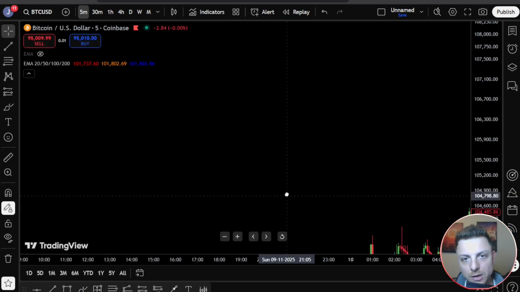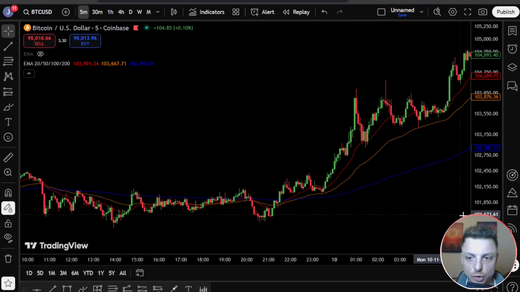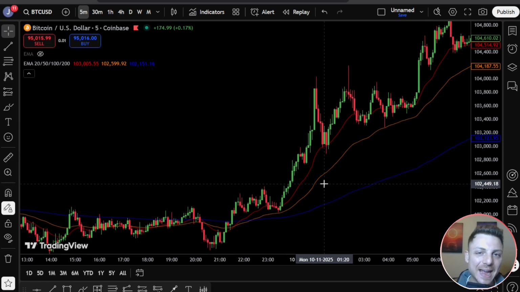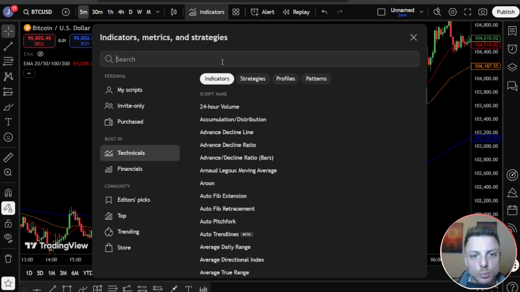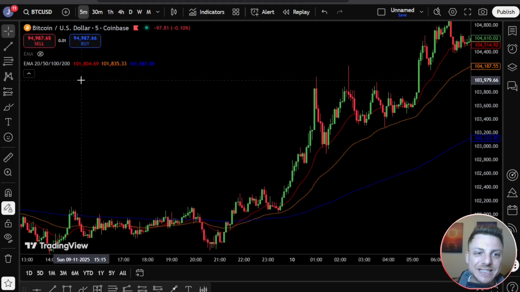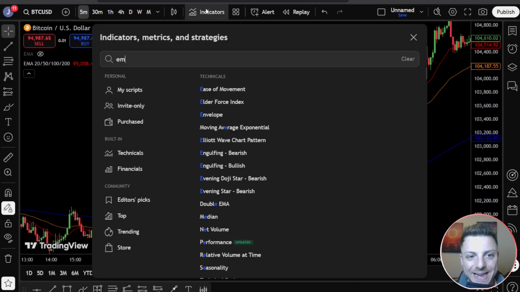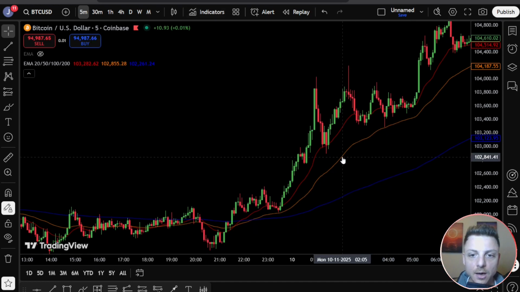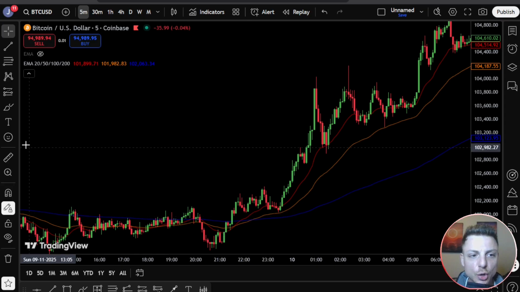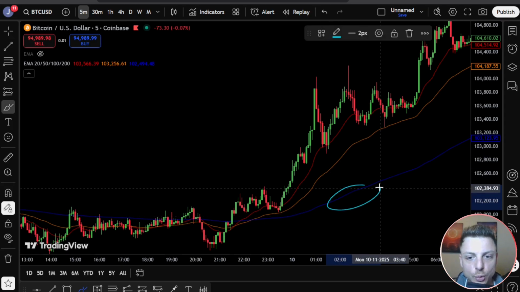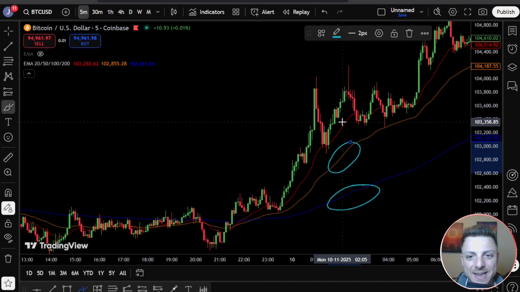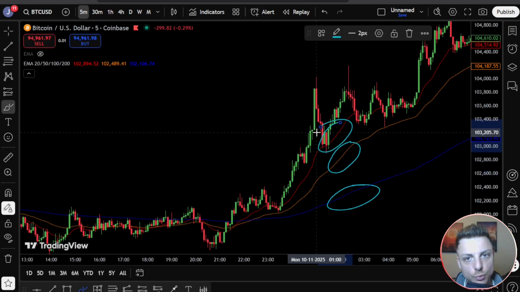Next, I will actually be using some specific tools. Like here, you can see on my chart, I have the indicators known as the EMA, or also the exponential moving average. So you can actually come over to this indicators section, type in EMA, and simply add it to your chart. Here, we actually have the 200 EMA on this blue line. We then have the 50 EMA as this orange line, and the 20 EMA as the red line.